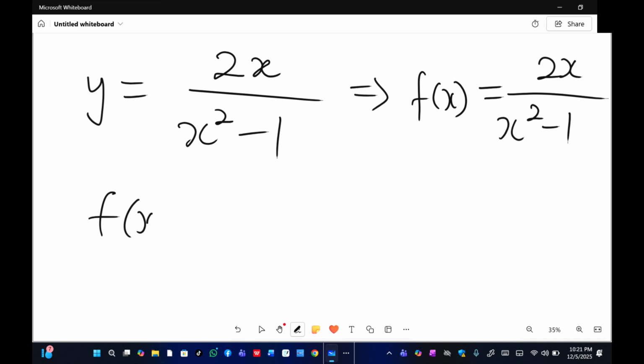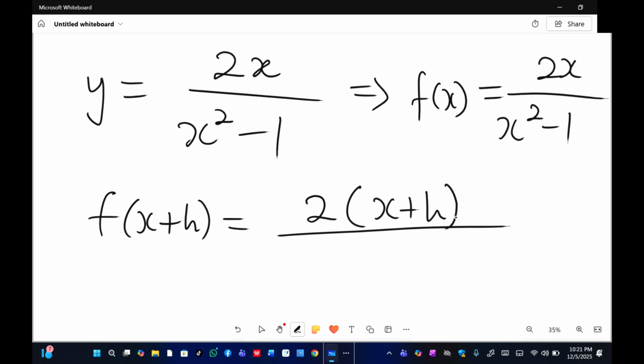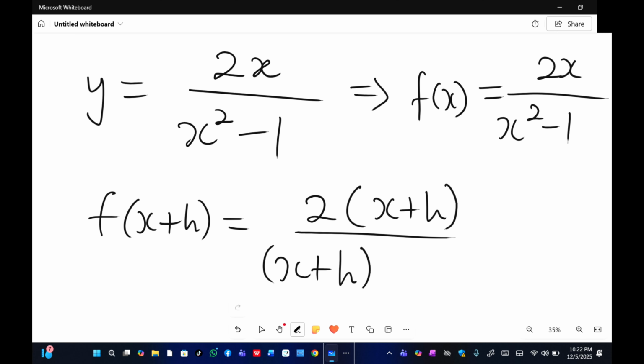So our f of x plus h becomes, we are just going to replace x with x plus h. Wherever you see x in the original function, you replace it with x plus h. So we are getting x plus h in place of the x in the numerator, all divided by x plus h, also replacing the x in the denominator, but there's a square here, so x plus h all squared minus 1. So this becomes our f of x plus h.